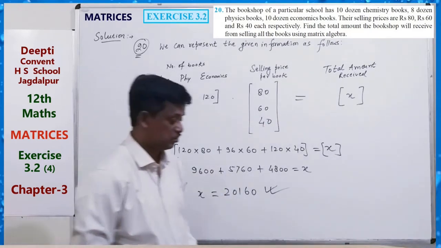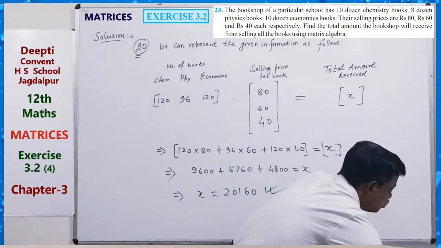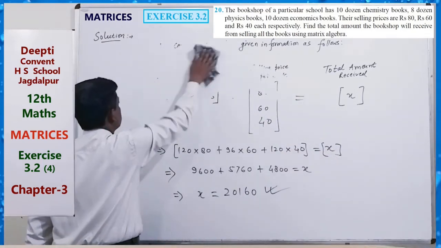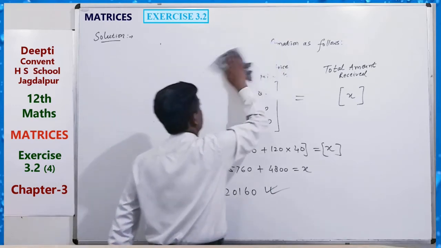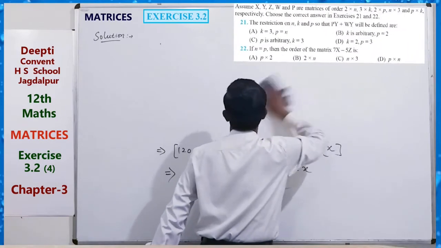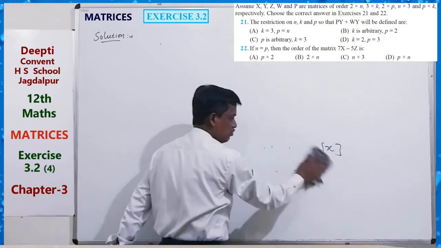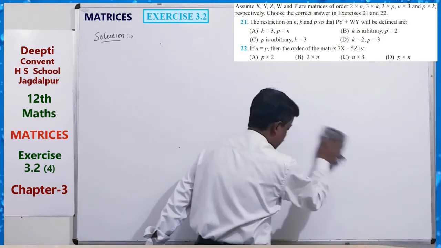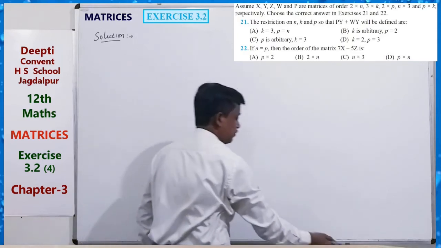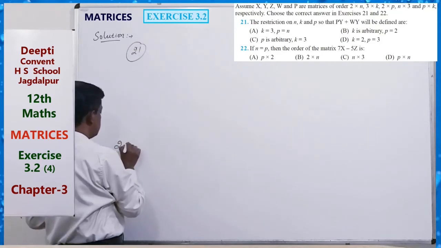Okay, so this is the question 20. Now there are two objective questions 21 and 22. Just discuss them and you can find the answer, giving the logic here. The first question is 21. Here given x, y, z and w, p are matrices of different types of orders.